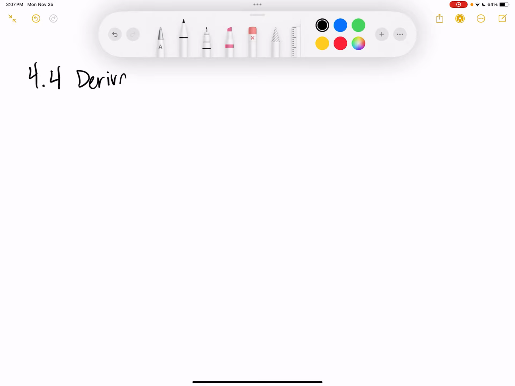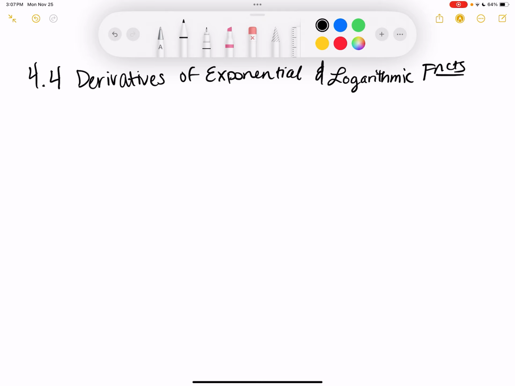4.4, derivatives of exponential and logarithmic functions. Whoa. These are actually, honestly, pretty easy derivatives overall, I would say.